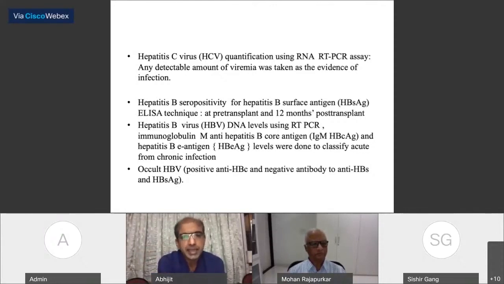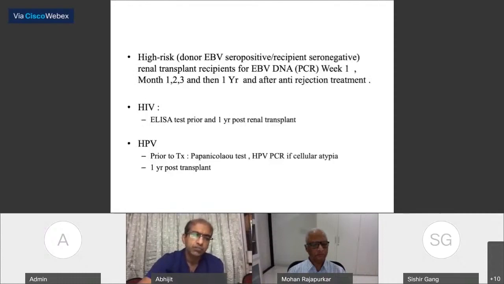Hepatitis B virus DNA levels were done using RT-PCR, and immunoglobulin M anti-HBV core antigen and HBV E antigens were done to classify them into acute or chronic infections. Occult HBV was determined using positive anti-HBc and negative anti-HBs antibodies. Patients were slotted into high risk depending on donor EBV positivity as compared to recipient EBV seronegativity in renal transplant recipients.